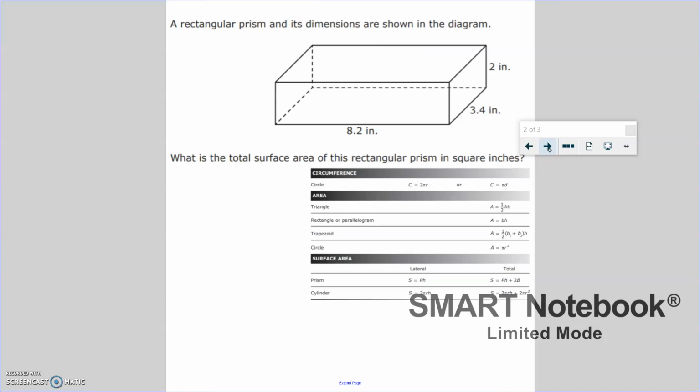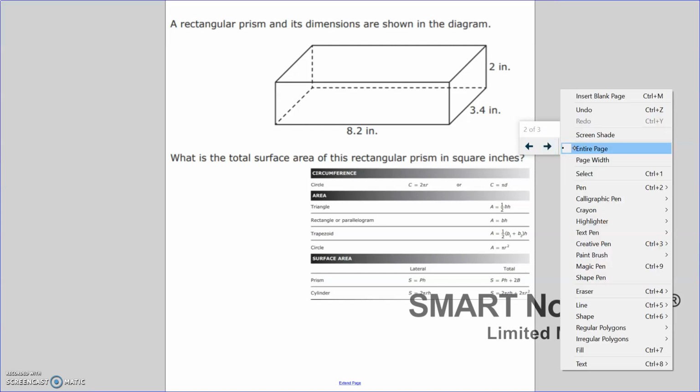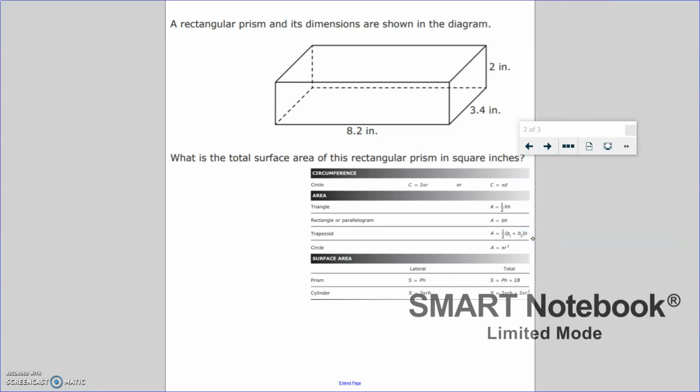It says a rectangular prism and its dimensions are shown in the diagram. What is the total surface area of this rectangular prism? So once again, I am going to highlight my important information. I know I'm looking for the total surface area for a rectangular prism. Okay, so I have area of a rectangle as well as total surface area for a prism. I'm going to shade my base. I'm going to make this my base here.